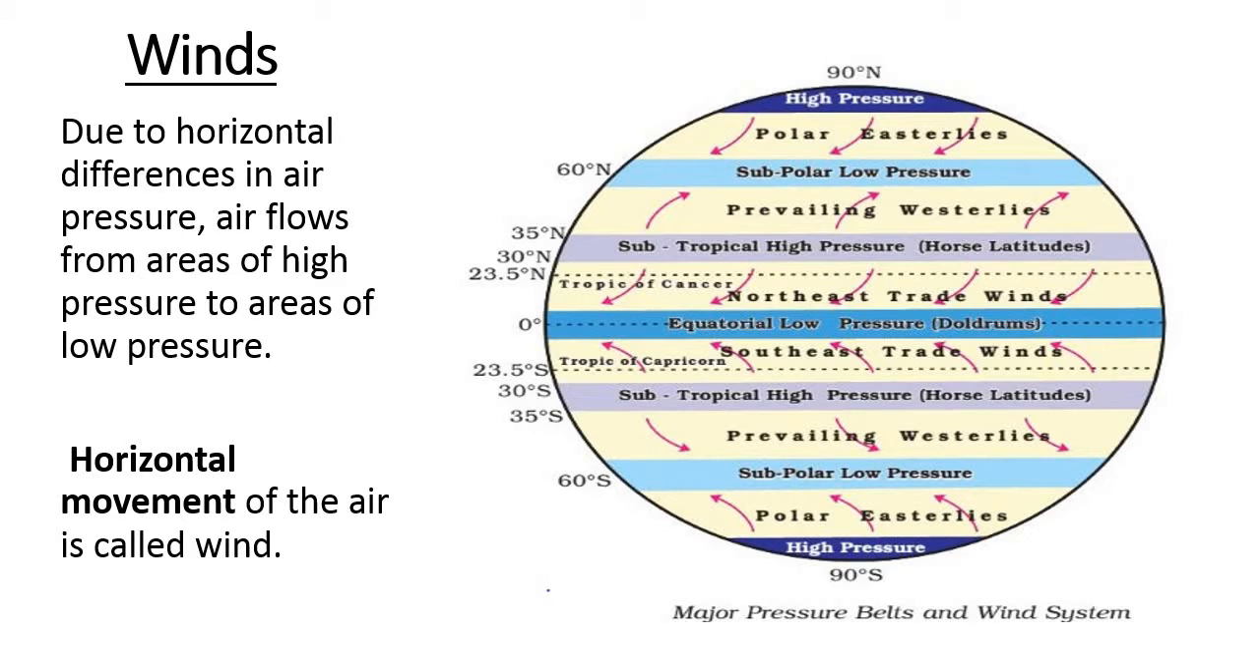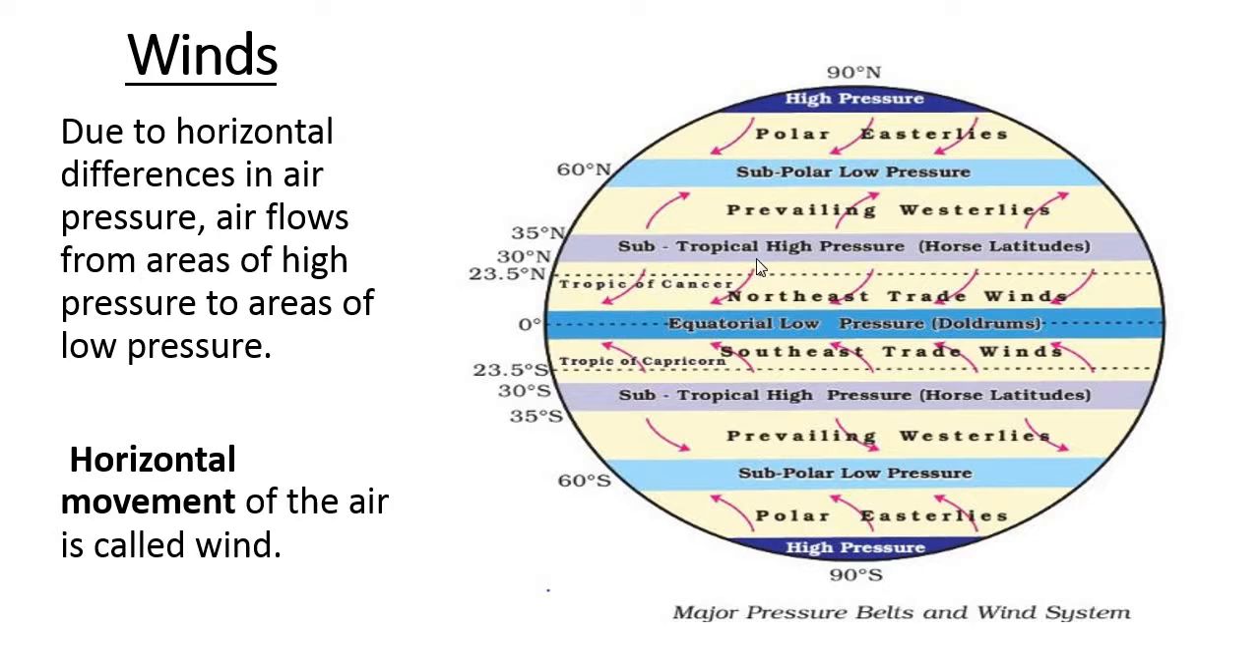Now what is wind? Due to horizontal differences in air pressure, air flowing from areas of high pressure to areas of low pressure, this is called as the wind. In short, horizontal movement of the air is called wind. Air, mixture of gases. When these are moving, because of the temperature difference, pressure will also differ, and always wind will move from high pressure to low pressure.